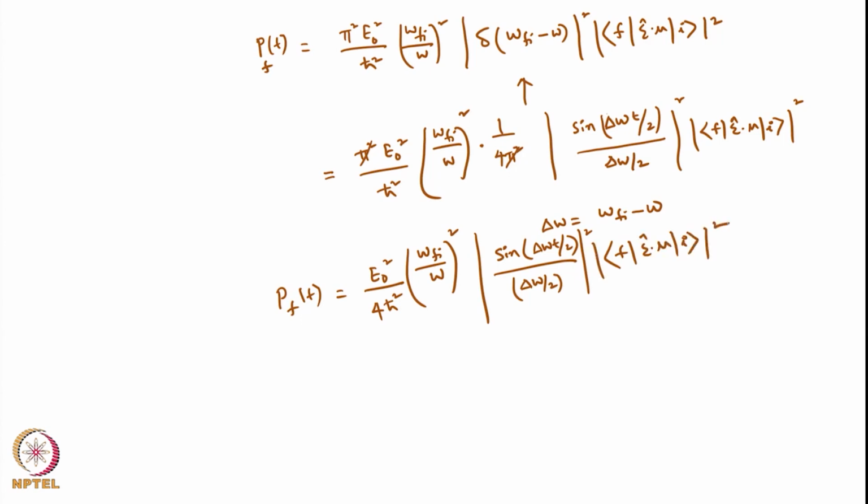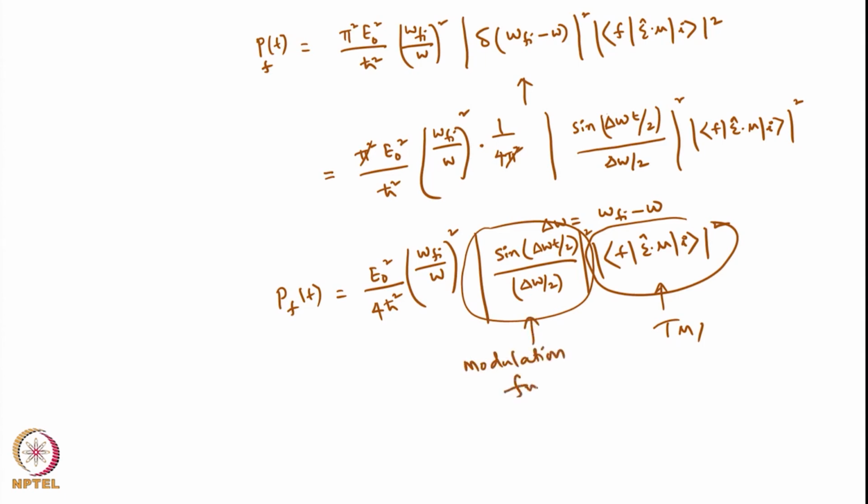Now you can see the probability of a transition or an absorption from initial state to final state will depend on this transition moment integral and will get modulated by this function. So this is nothing but TMI, transition moment integral, and this is nothing but your modulating function. I'll come back to what modulation function really means, but just for a minute let's look at it. Now what does it really mean?